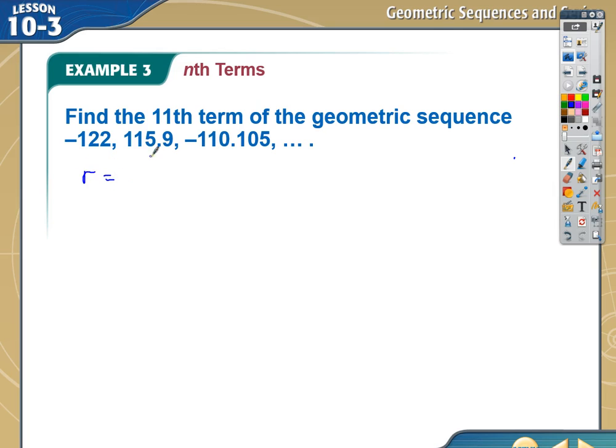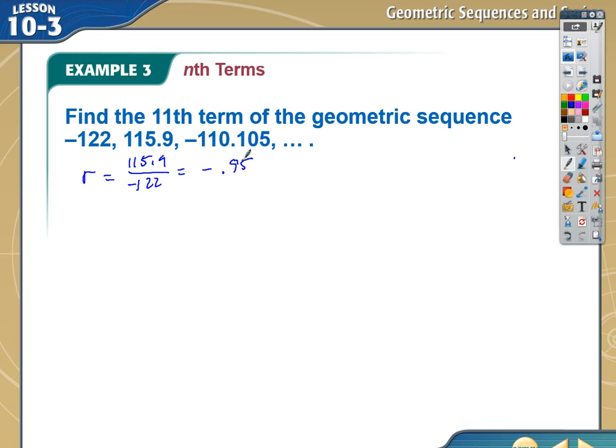r is equal to the second one, 115.9, divided by the first one, negative 122. I plug that into my calculator and I find out that my r value is equal to negative 0.95.